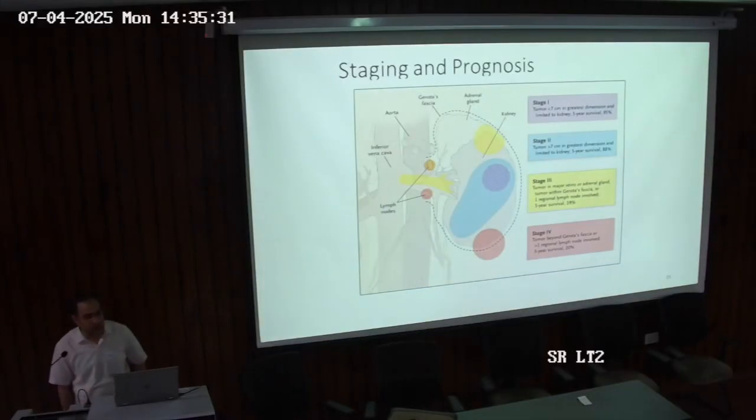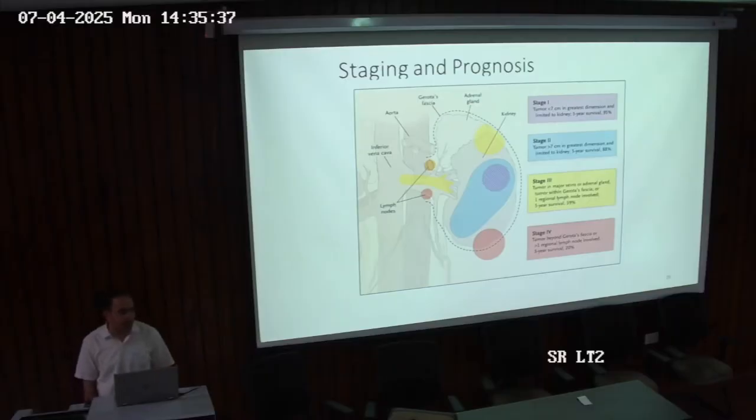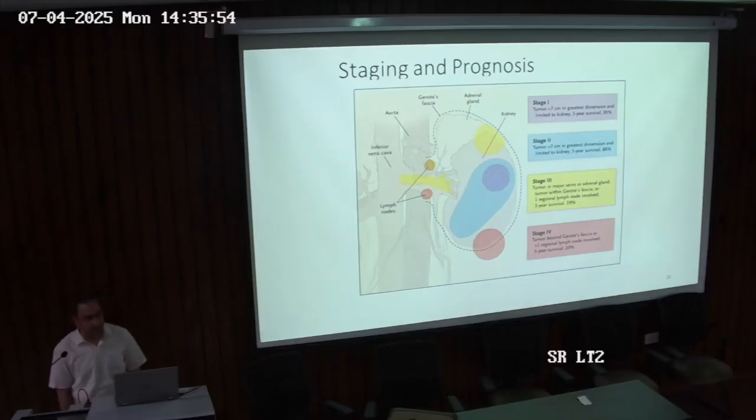So this is the prognosis. For stage 1, 5-year survival is 95% after partial or radical nephrectomy. For stage 2, 5-year survival is 88%. So up to stage 2 means the tumor is limited to the kidney. If the tumor is limited to the kidney, prognosis is very good, up to 88% 5-year survival. For stage 3, 5-year survival is 60%. For stage 4, 5-year survival is only 20% of cases.